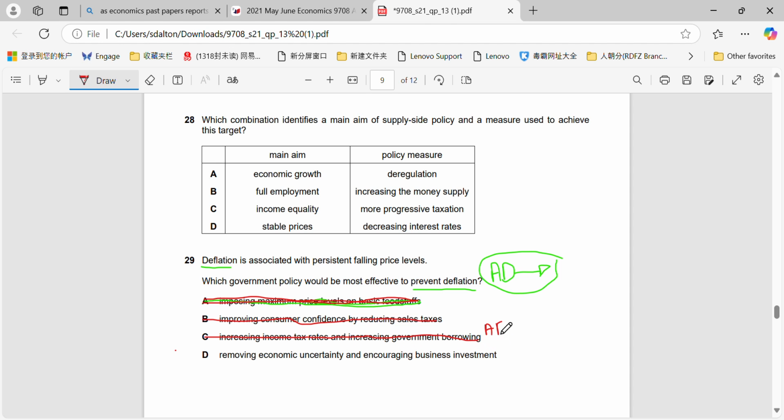So what we're left with is removing economic uncertainty and encouraging business investment. That will increase the I component, the investment component of aggregate demand, and that will definitely result in aggregate demand moving to the right, which will allow us to increase the price level and stop the deflation that has been happening.